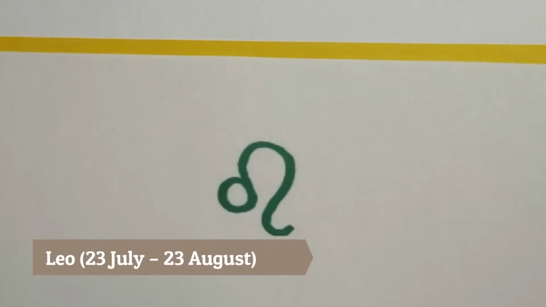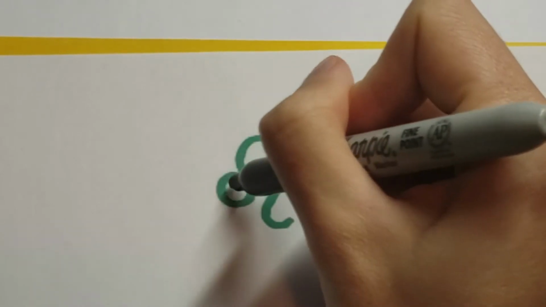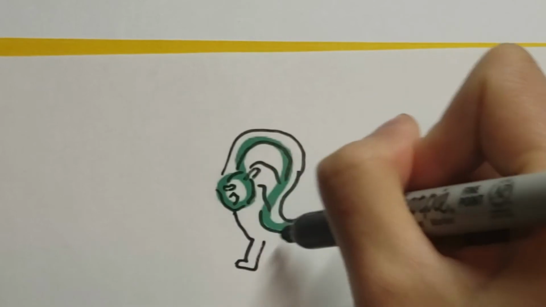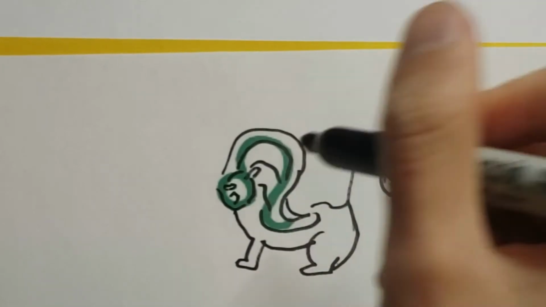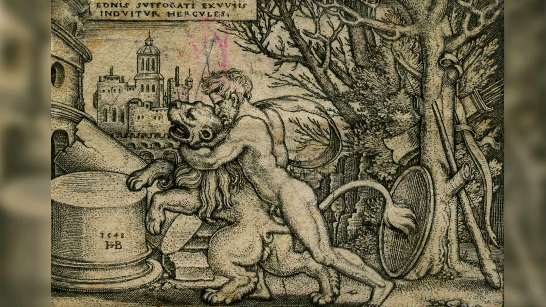Leo is the lion, and its symbol looks a lot like a lion, but also like the constellation itself. Leo was one of the earliest recognized constellations, dating back to 4000 BCE. The Greeks identified it with the Nemean lion, a mythological monster who eventually was killed by Heracles.